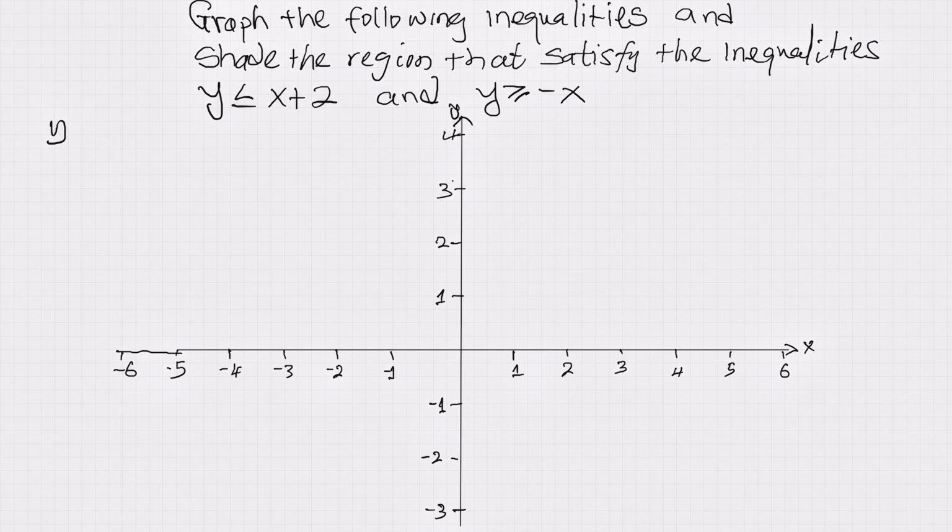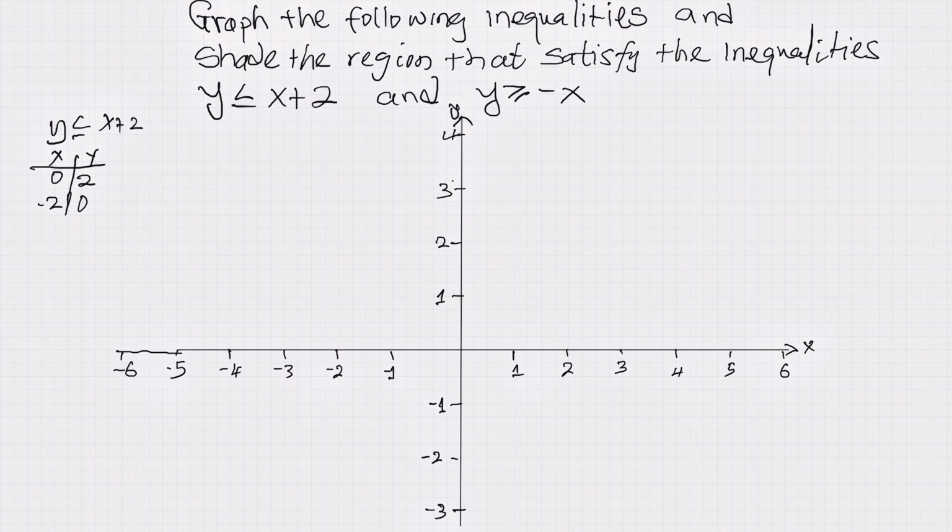We have y less than or equal to x plus 2. So let's see. I would like to get some coordinates so that I can use them to plot on the graph. So when x is 0, y will be 2. When y is 0, x will be negative 2. So those are our two coordinates.